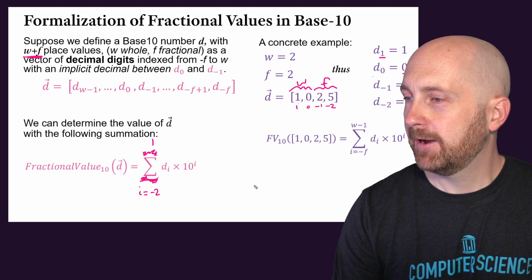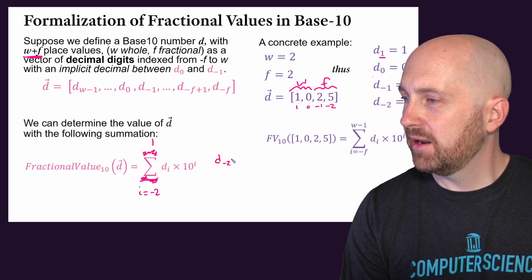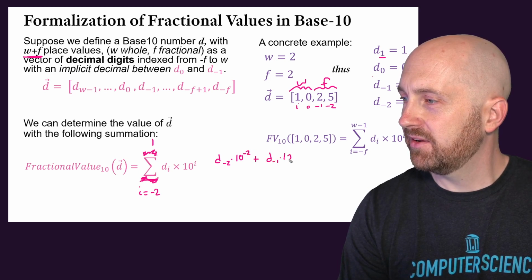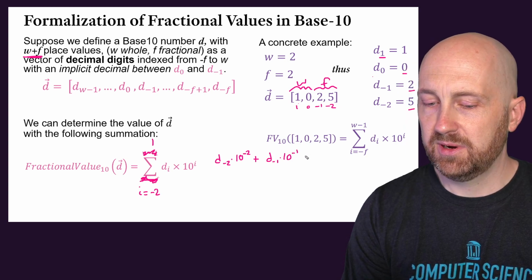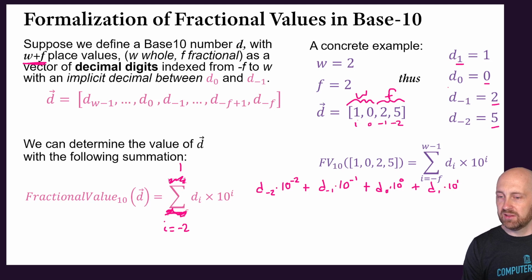So let's just work this out really quickly. We'll start with our first component, which is D of negative 2, and multiply by 10 to the negative 2, plus D negative 1 multiplied by 10 to the negative 1, and let me make this a little bit bigger, plus D0 multiplied by 10 to the 0, and the last term here of our summation is D subscript 1 multiplied by 10 to the first, or 10. Okay, so then we can plug these values in. So I'm going to substitute D negative 2 is 5, right? D negative 1 is 2, D0 is 0, and D1 is 1, okay?